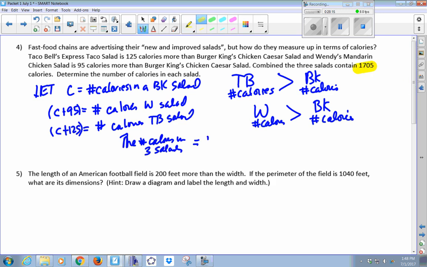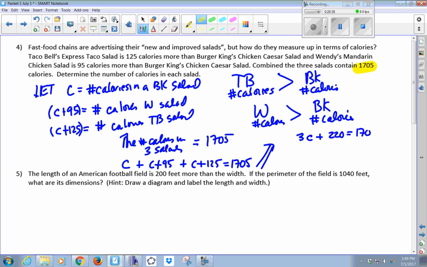1,705 calories. So I set up my equation. C plus 95 plus C plus 125 equals 1,705. I come up here, 3C plus what? Let's see, 220 equals 1,705. 3C equals, I subtract 220 from both sides, 1,485. And now I divide both sides by 3, and I get 3 goes into 14, 495.